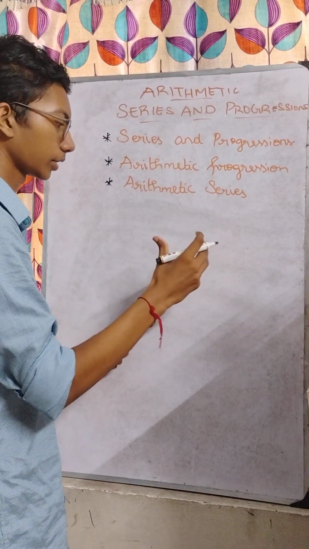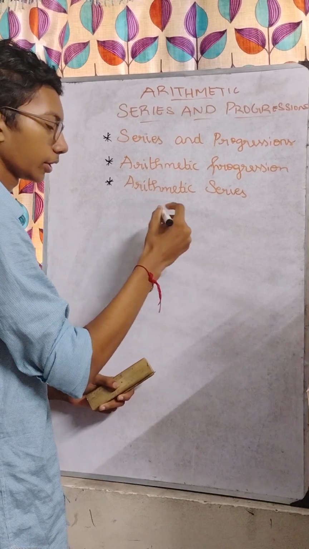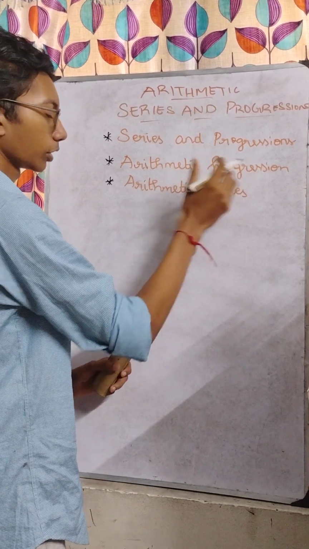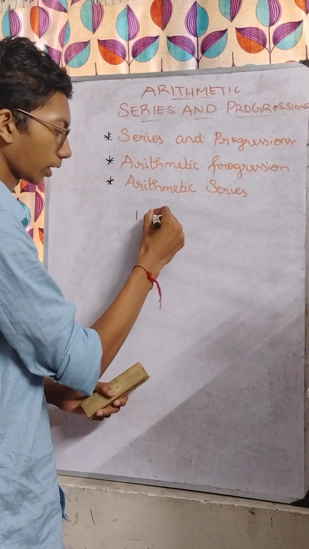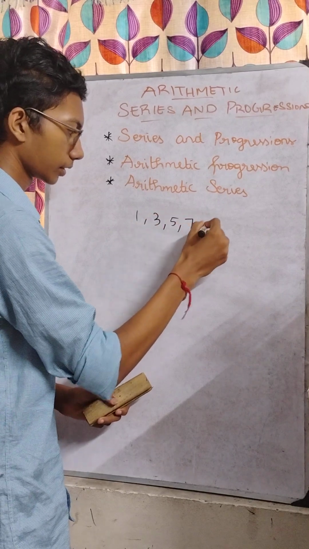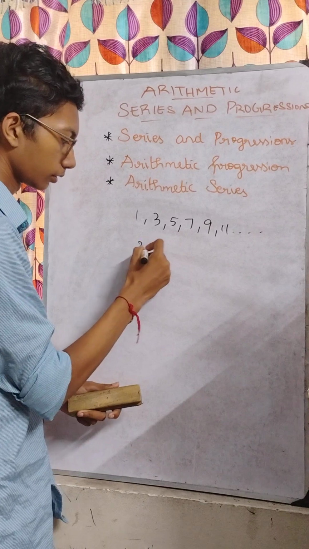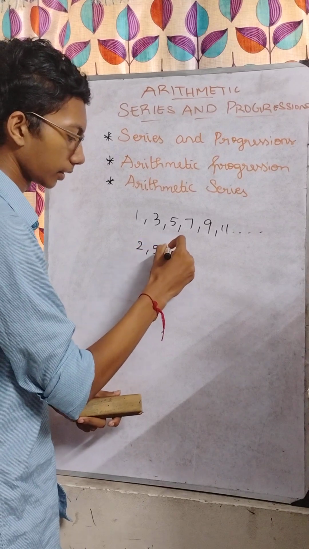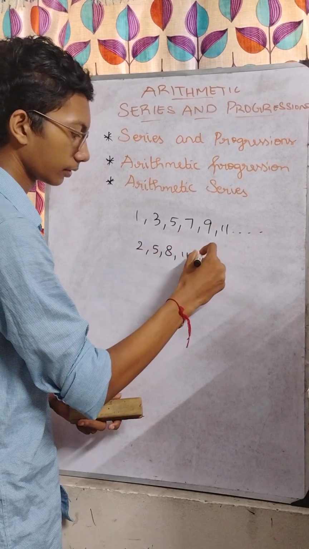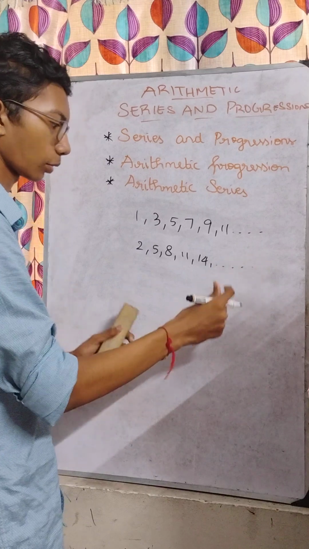First, what is an arithmetic series? First we will see arithmetic progression. Let's take 1, 3, 5, 7, 9, 11. This is an arithmetic progression. 2, 5, 8, 11, 14. This is also an arithmetic progression.